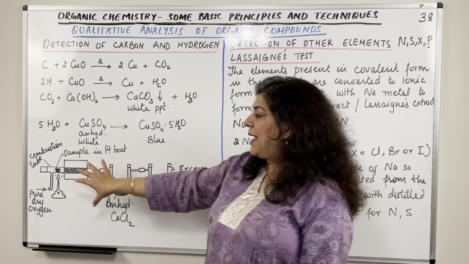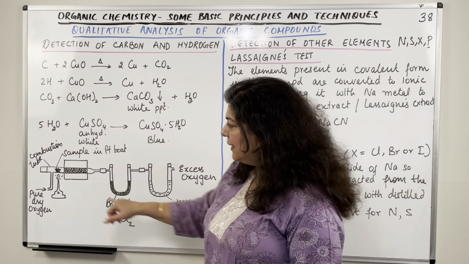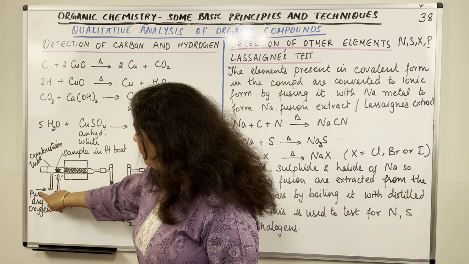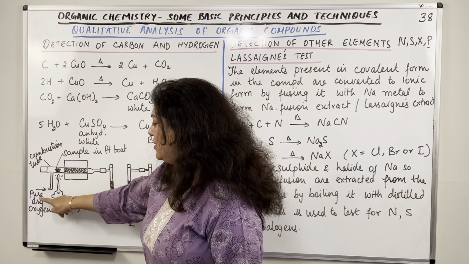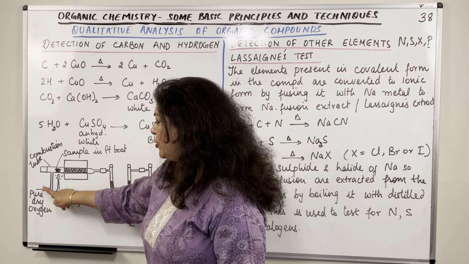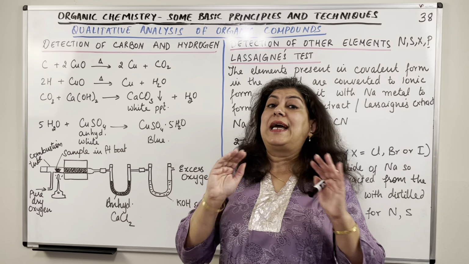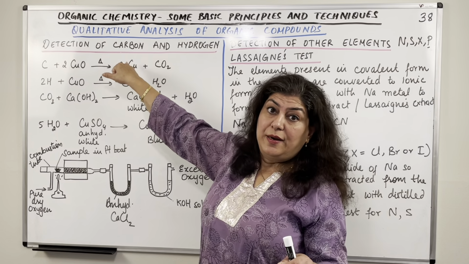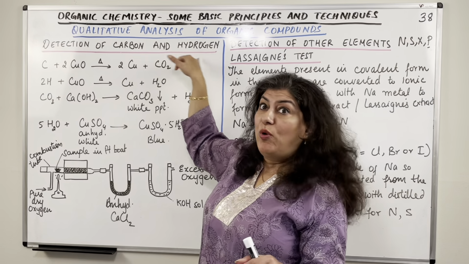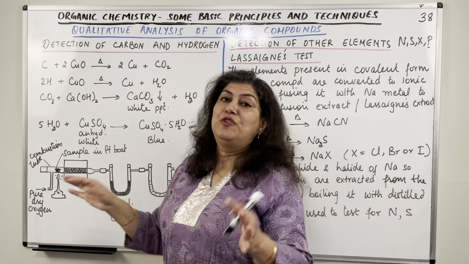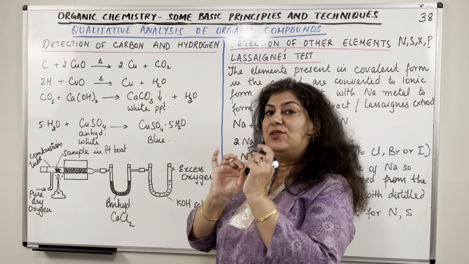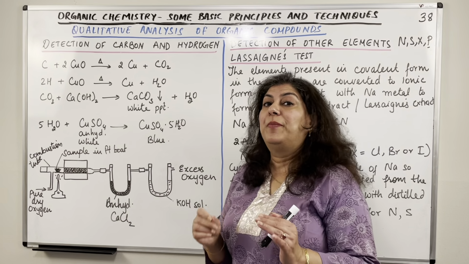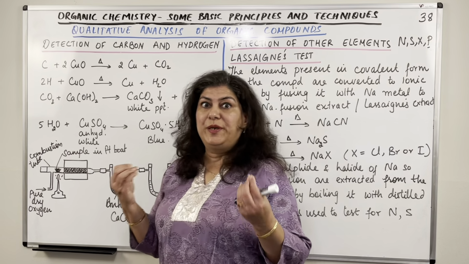Now let us see what happens in the apparatus. This is a combustion tube. The combustion tube consists of an inlet for oxygen. Pure dry oxygen is entered here so that you're not adding any moisture, because you are identifying hydrogen and carbon. If it was moist air, it would add the hydrogen which you don't want. So you will add dry oxygen so that the composition of the compound does not change and hydrogen and carbon can be detected.